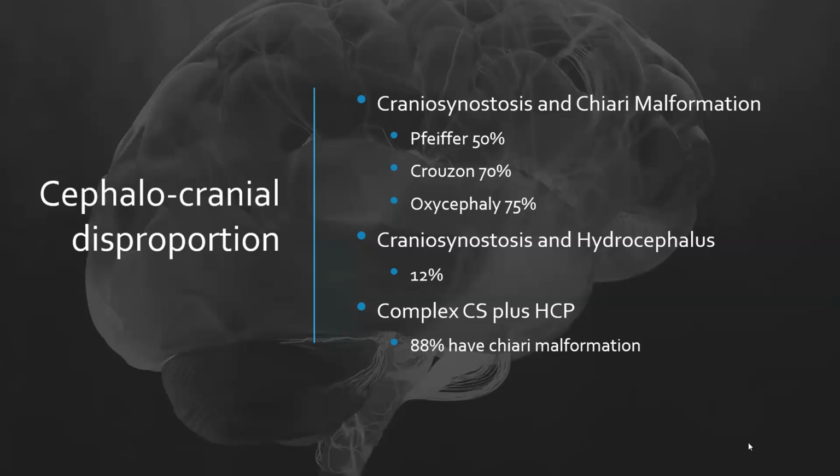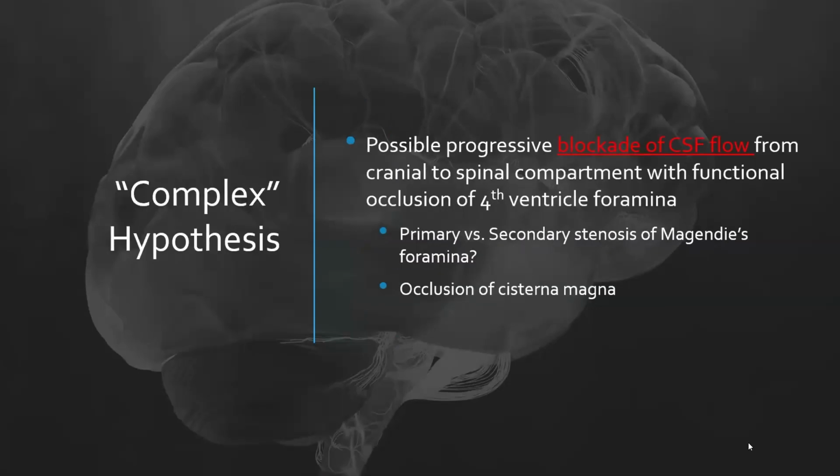So going again into the complex hypothesis, one idea is that there's this possible progressive blockade of CSF flow from the cranial to spinal compartments, and there's this occlusion of the fourth ventricle foramina. Now, is it primary? Is it secondary? These can also be debatable, and there's also description of an occlusion of the cisterna magna as well.